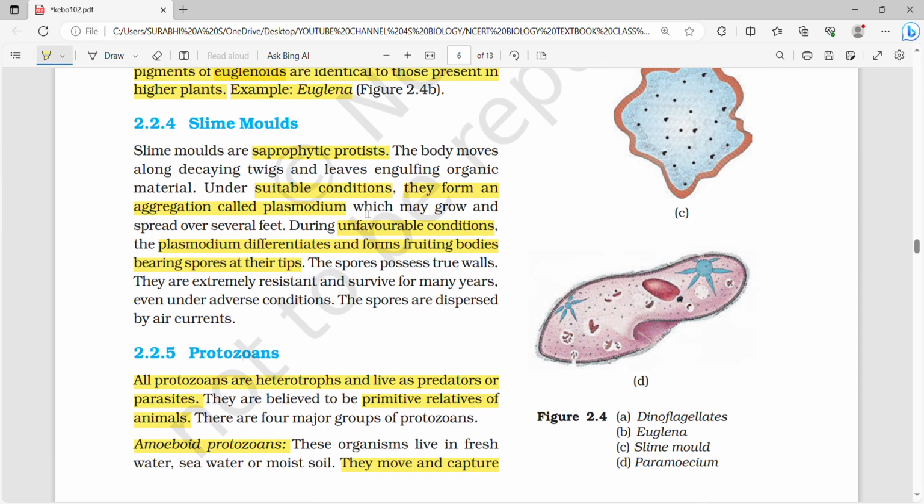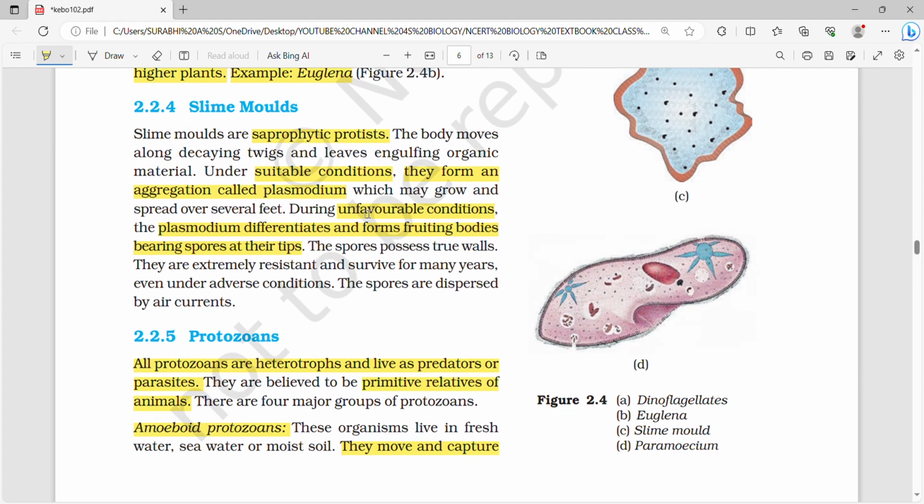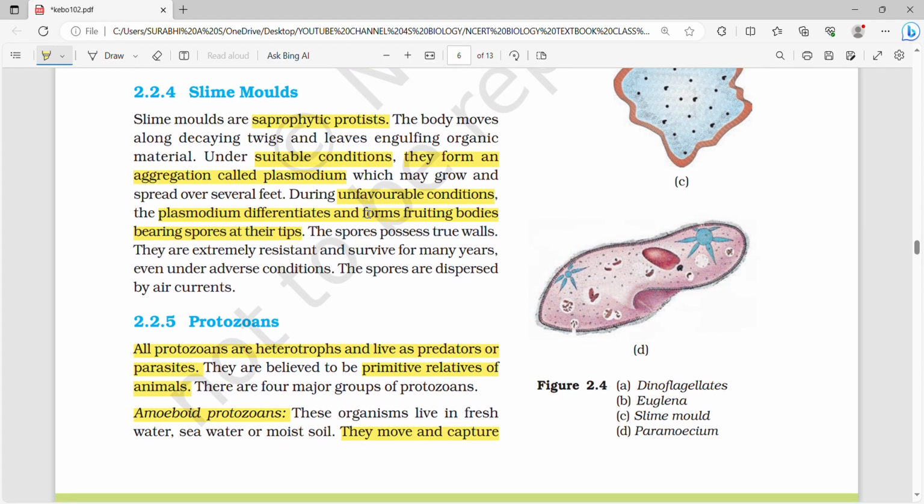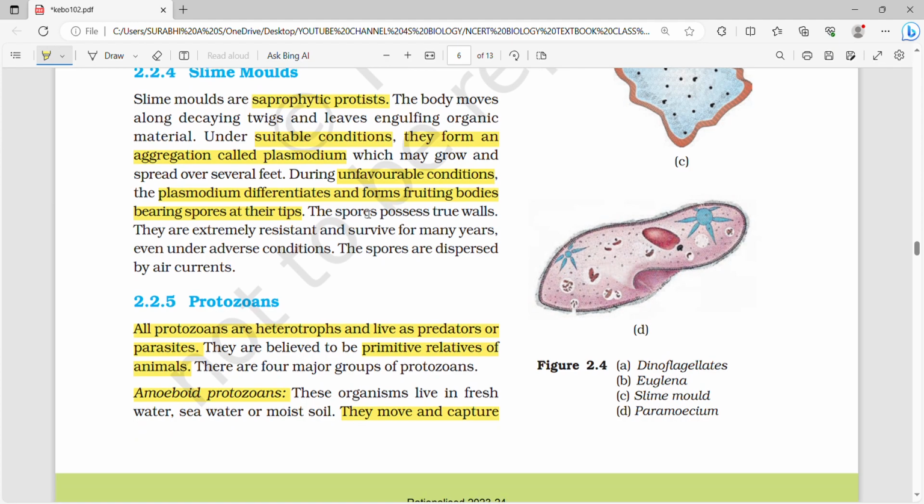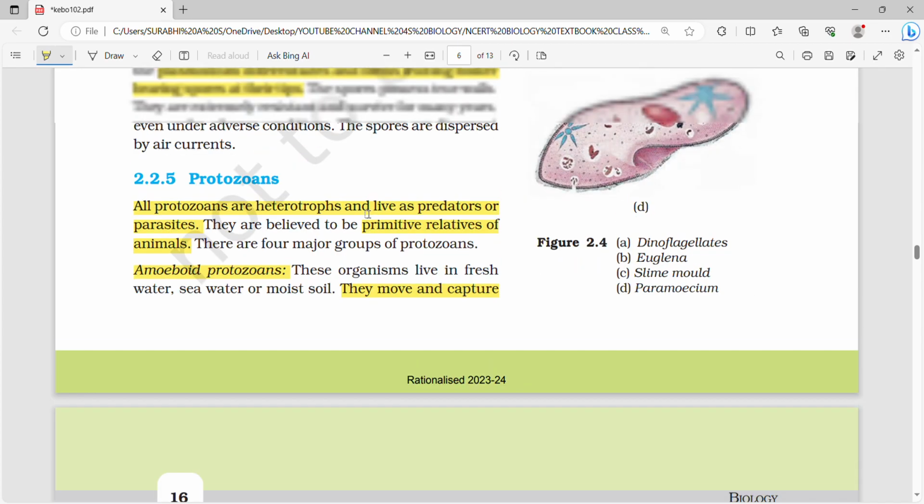Slime molds. Slime molds are basically saprophytic protists. In suitable conditions, they form an aggregation called plasmodium. During unfavorable conditions, this plasmodium differentiates and forms fruiting bodies bearing spores at their tips. So this is about slime molds.